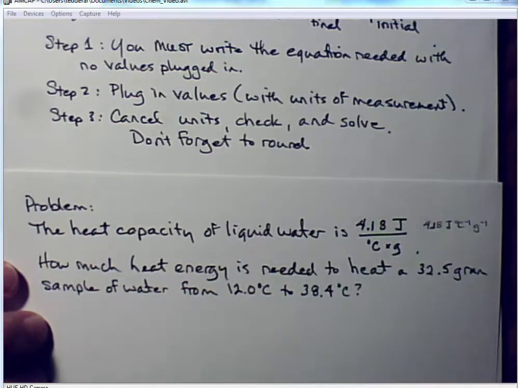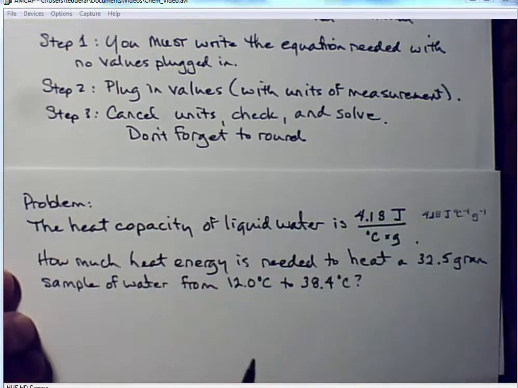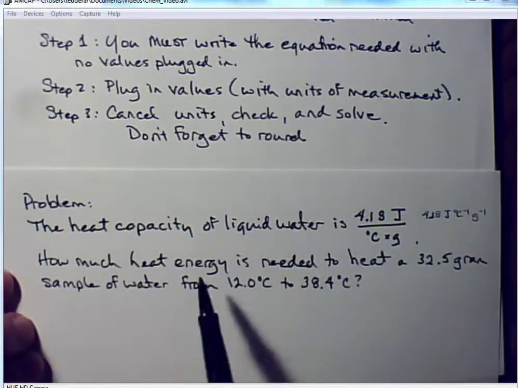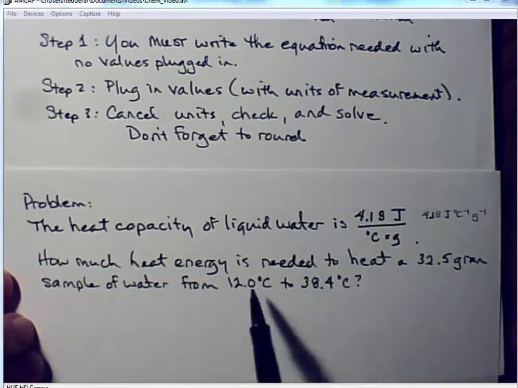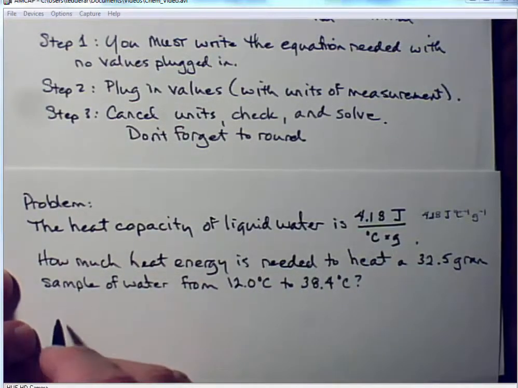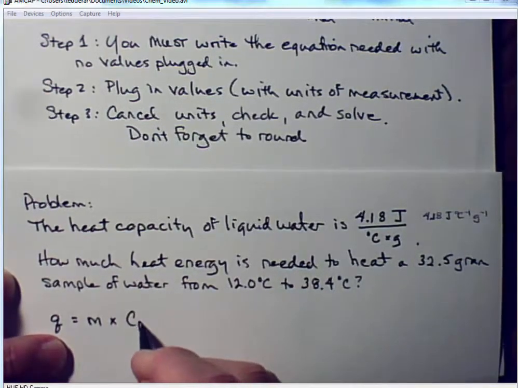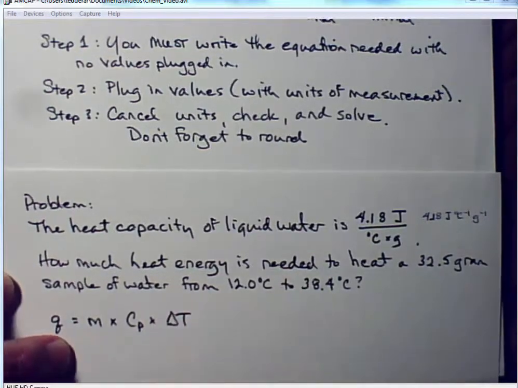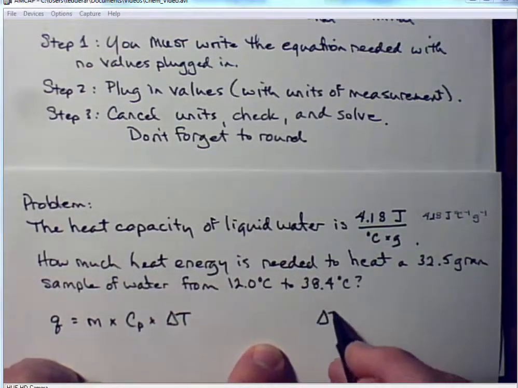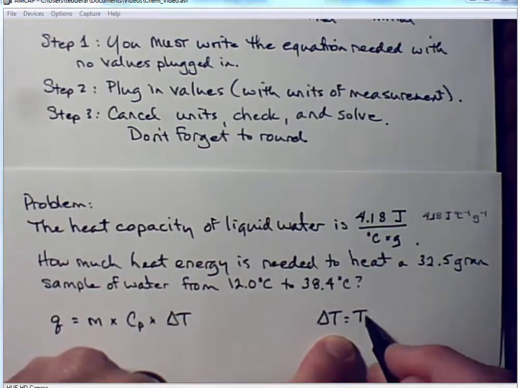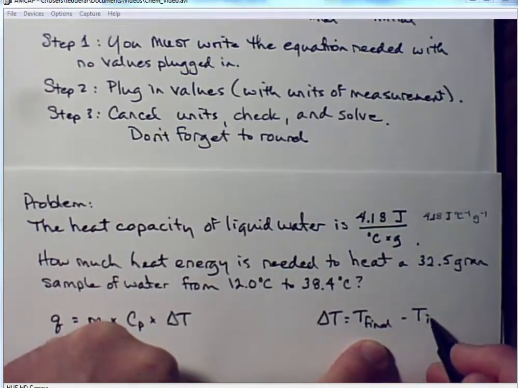It's like you put 1 over 10 in a fraction. That makes sense? Okay? All right. So let's use our three-step process and solve the problem. First thing we want to do is to write the equation needed. Well, we have heat energy needed, so we know that's probably going to be Q. We know the mass, and we can figure out the change in temperature. So the equation we're going to need here is Q equals mass times the specific heat times the change in temperature. Now we've got to calculate change in temperature, so we're going to need that equation. Change in temperature is temperature final, which you could write as T sub F, minus temperature initial.